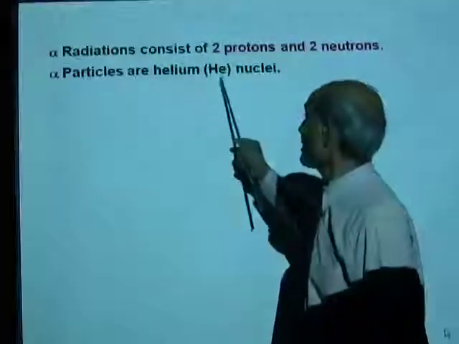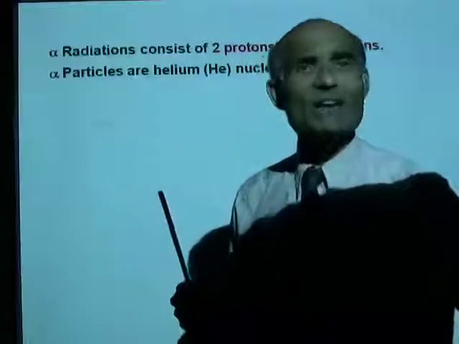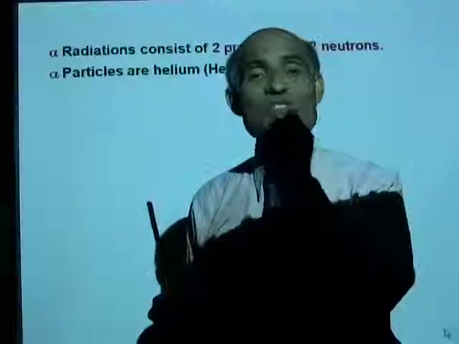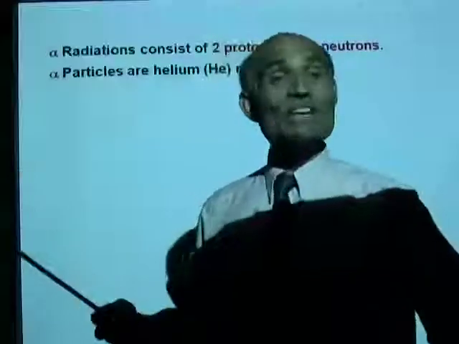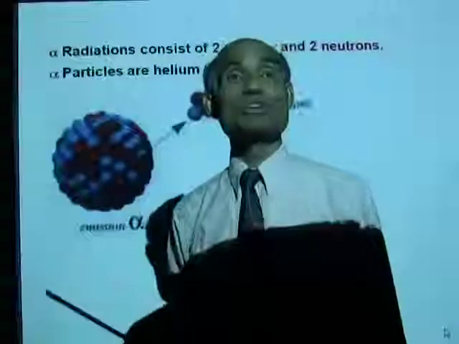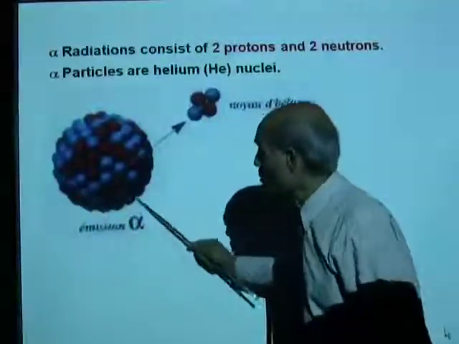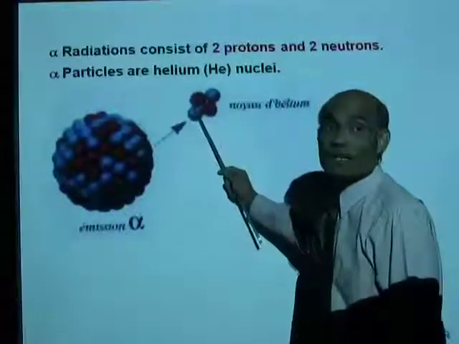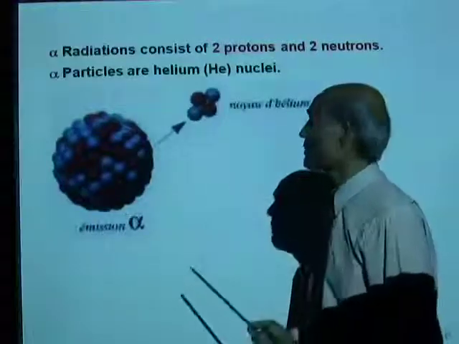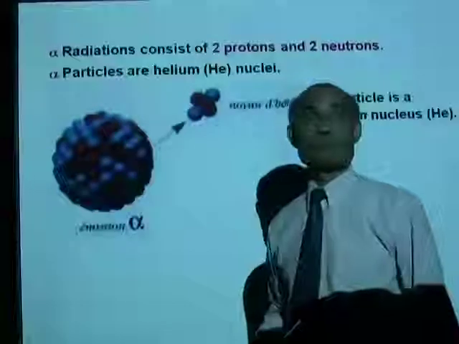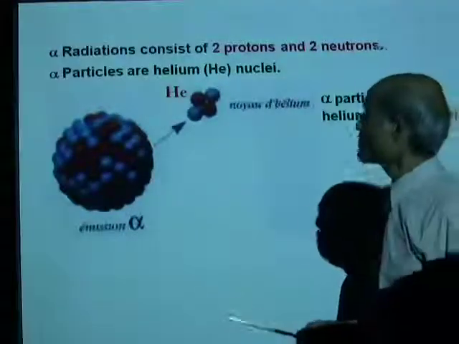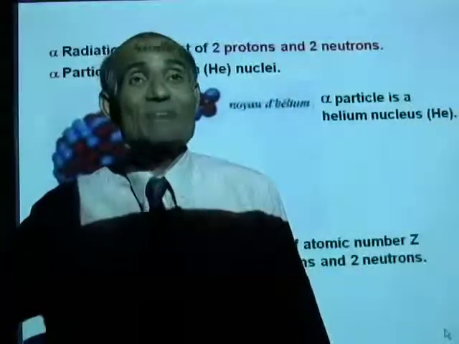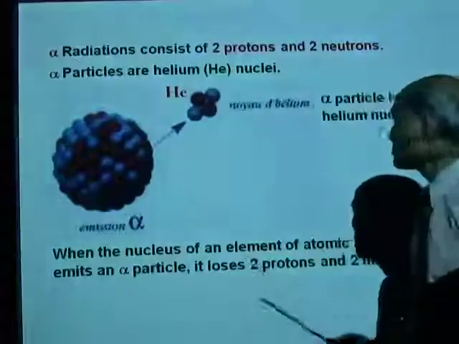Or alpha particles are simply helium nuclei. Helium contains 2 protons and 2 neutrons in its nucleus. That means an alpha particle is nothing but a helium nucleus. So, if a radioactive nucleus emits an alpha containing 2 protons and 2 neutrons, what is remaining? What is remaining will be the nucleus of a different element with atomic number 2 units less.